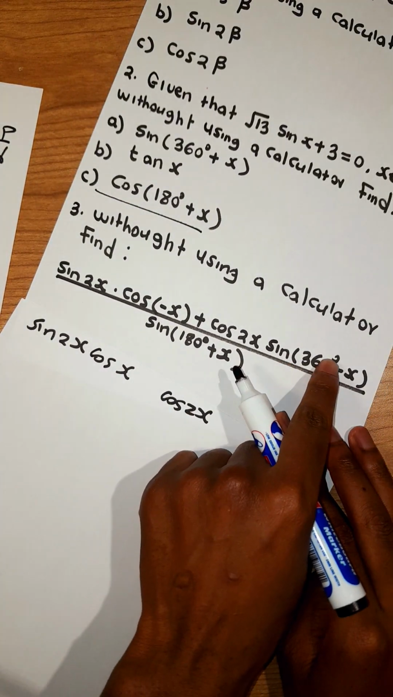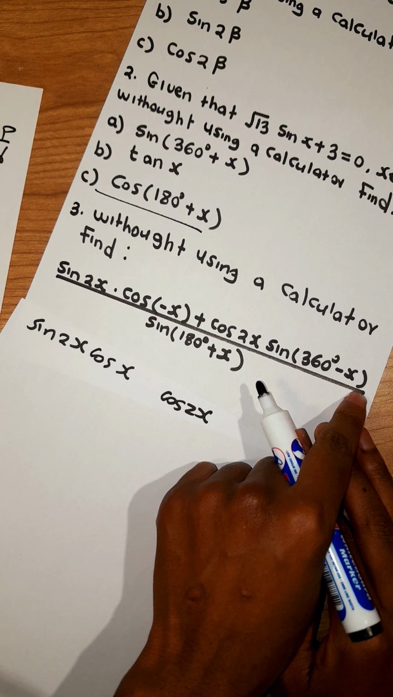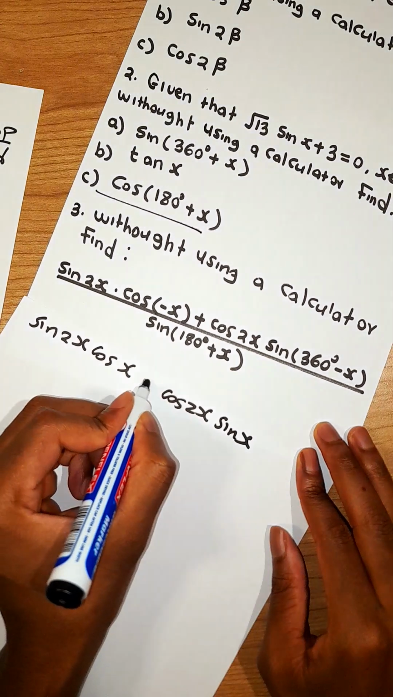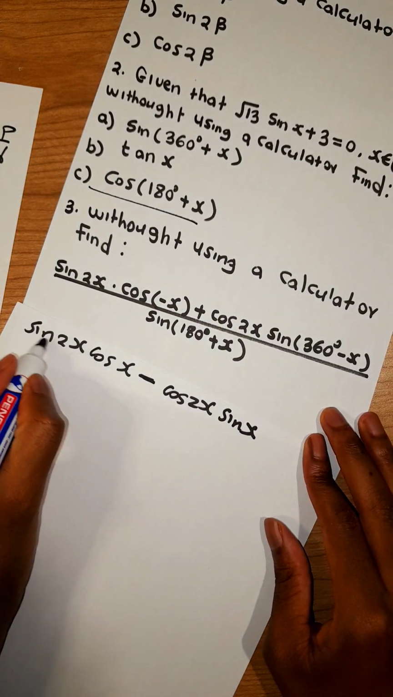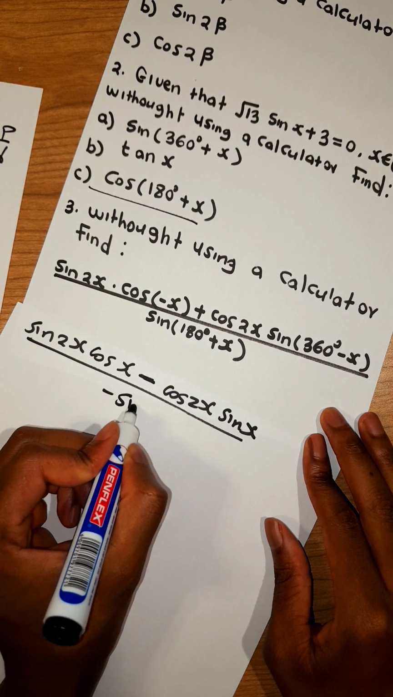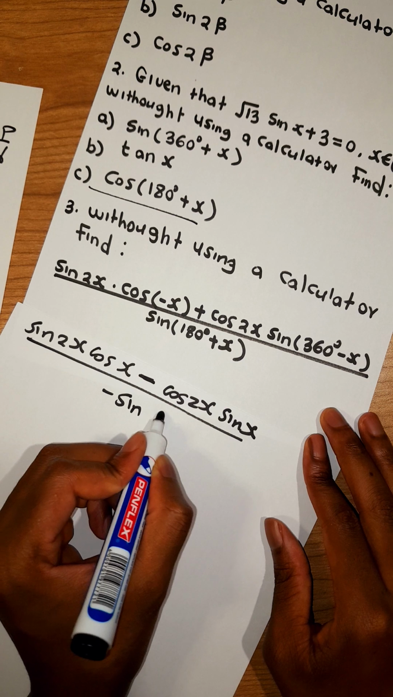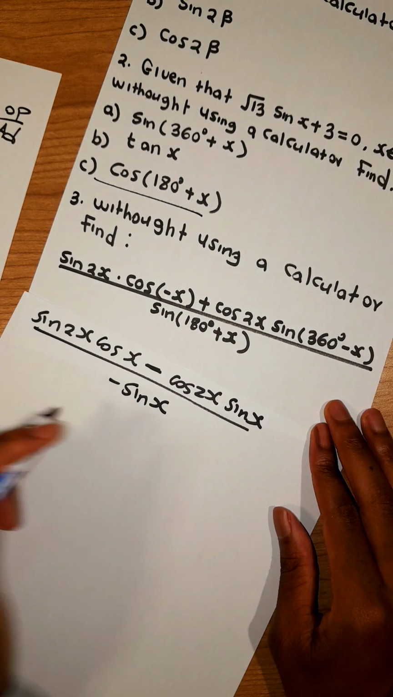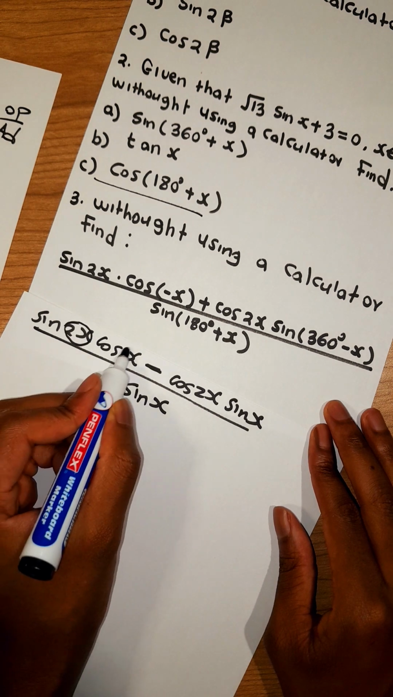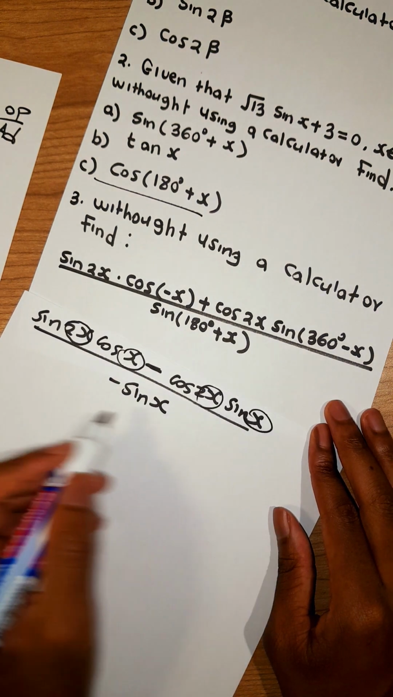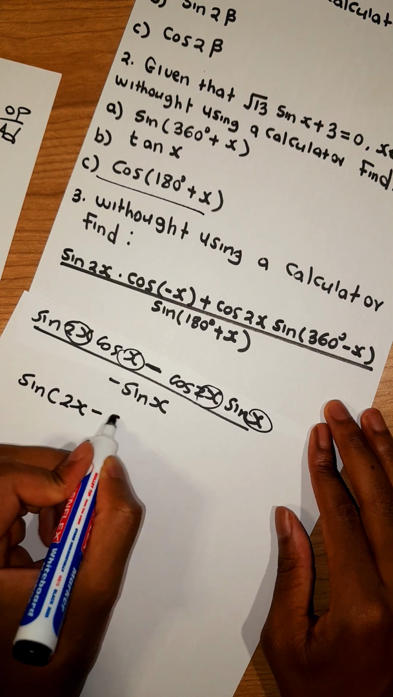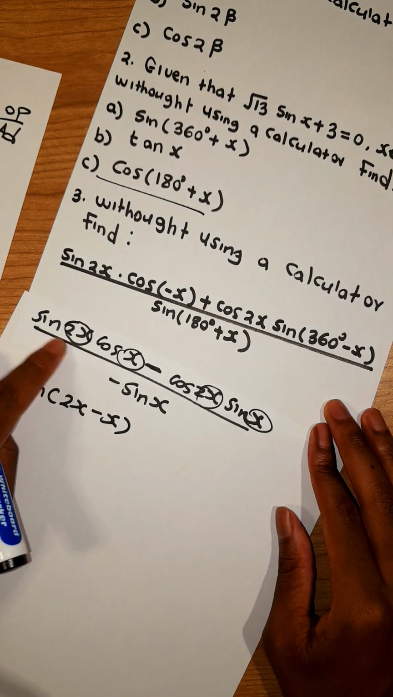So the sine of 360 degrees minus x is going to give us a negative answer. So it's going to be minus the sine of x. So it means that this becomes a negative, and it is all divided by the sine of 180 degrees plus x, which is going to be minus the sine of x. Now, this becomes a trigonometric identity. So we know we're having 2x and we're having x. This looks similar. This is the same as the sine of 2x minus x. If you expand this, it will just take you back here.